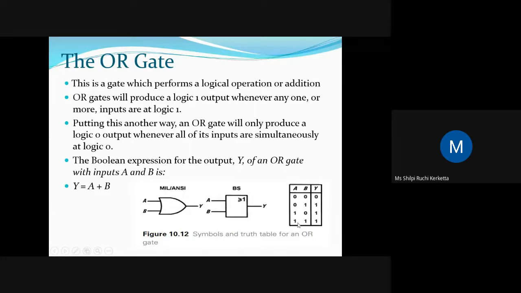Okay. So for binary addition, if we add 1 plus 1, then we will get 1, 0. But here we are doing logical addition. Okay. So 1 plus 1 also becomes 1. So don't confuse this with binary addition.